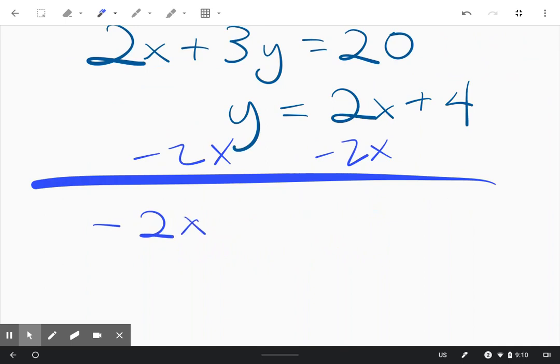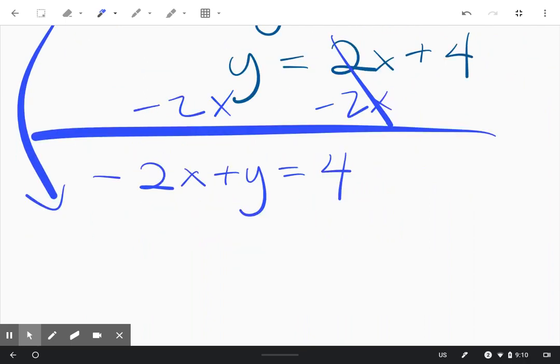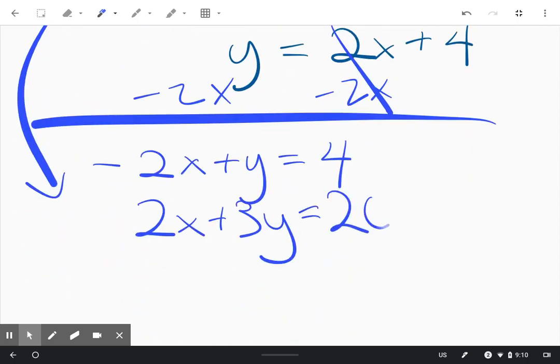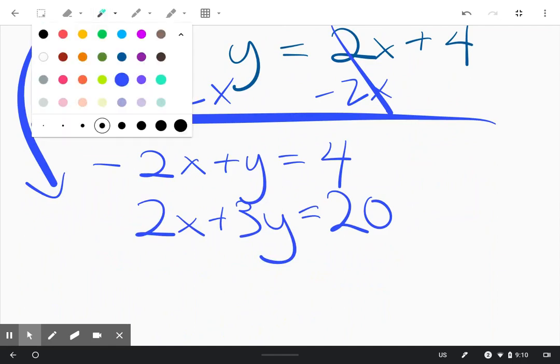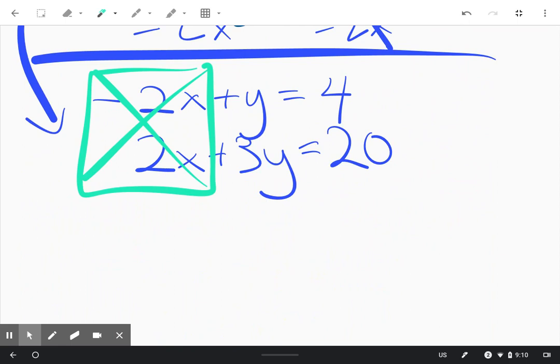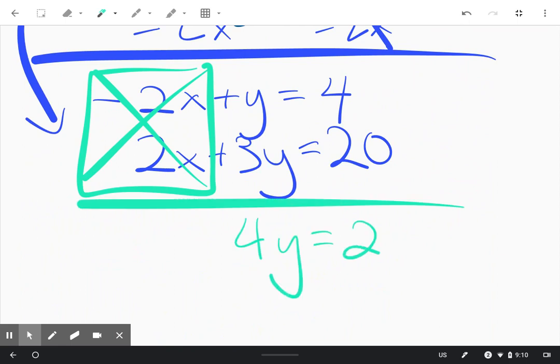It's going to be negative 2x plus y equals 4. That's going to cancel, leaving me with 4, negative 2x plus y. And then I'm going to go ahead and bring down the original other equation, 2x plus 3y equals 20. So now we're ready to go because we see that we have negative 2x plus 2x, positive 2x, and those are going to cancel each other out. So when I go to add this together, I'm going to get 4y equals 24.